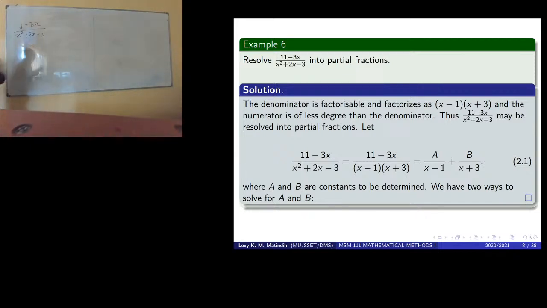Okay, so we are going to solve this partial fraction, which says that (11 minus 3x) over (x squared plus 2x minus 3).